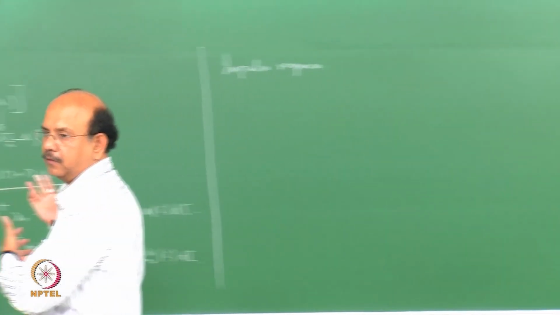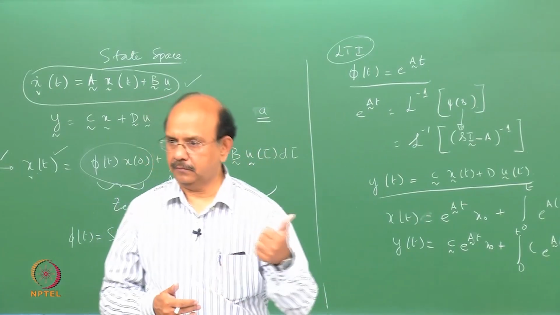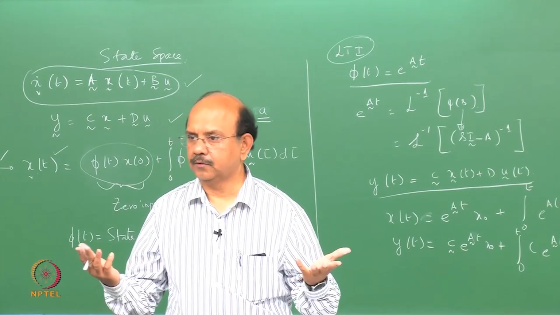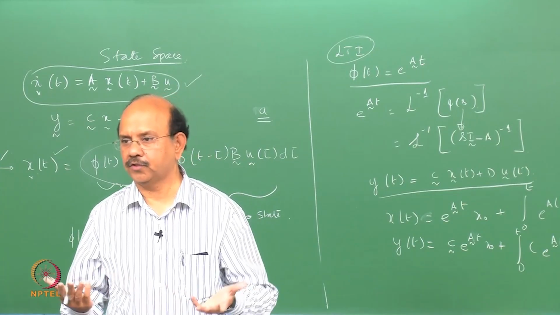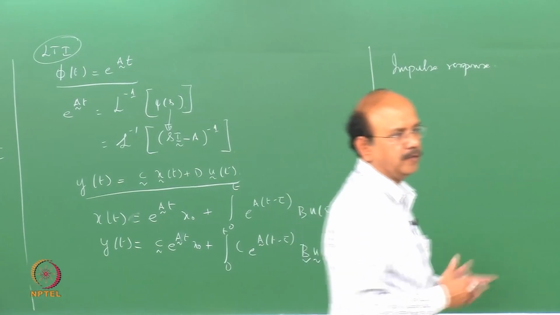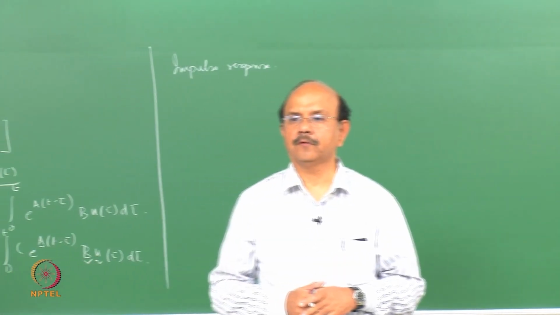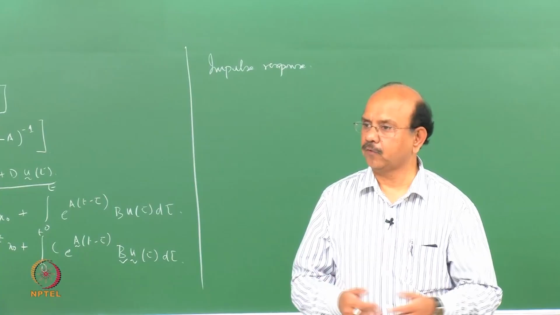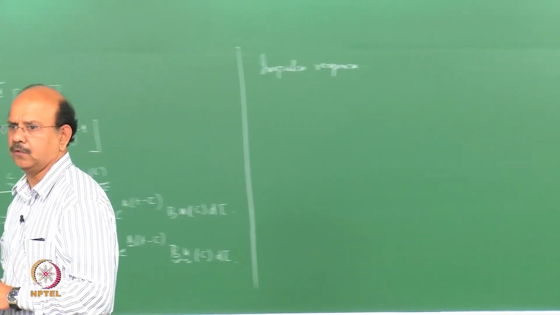Because the Laplace transform of an impulse is what? Unity. So directly we can get the transfer function. If the Laplace transform of the impulse equals 1, then you can easily find out the transfer function and so on. Okay, let's not repeat that, you know those things already.